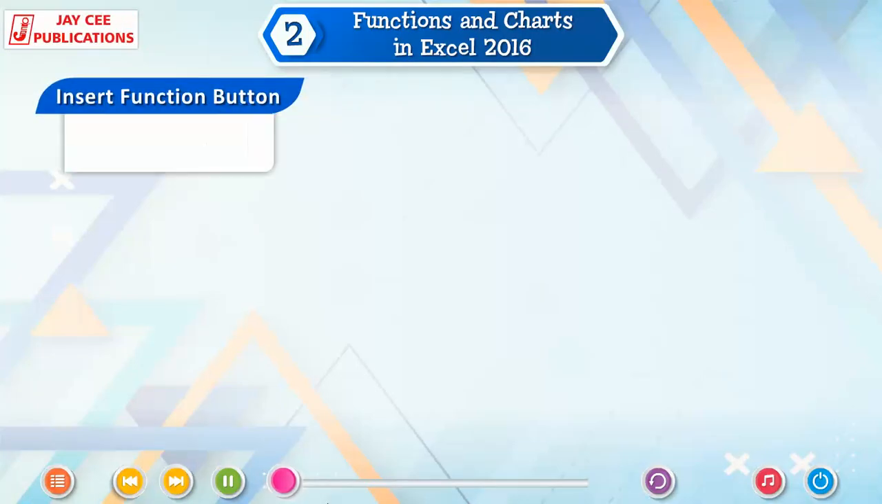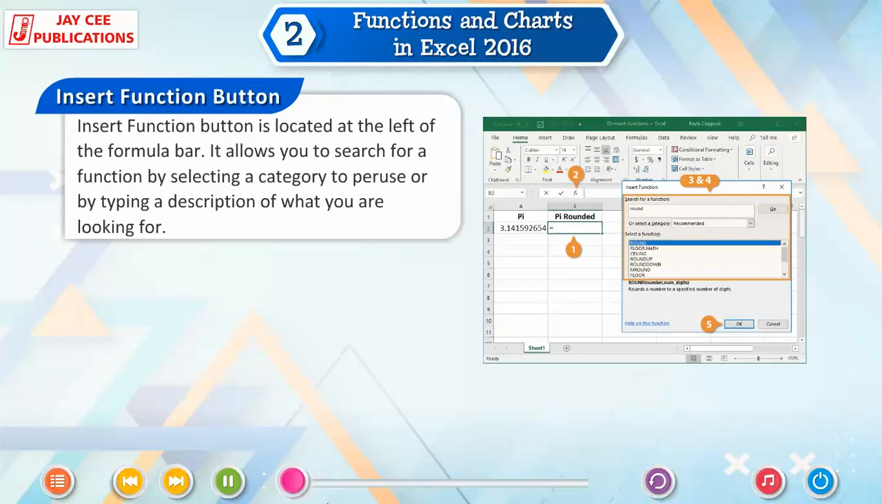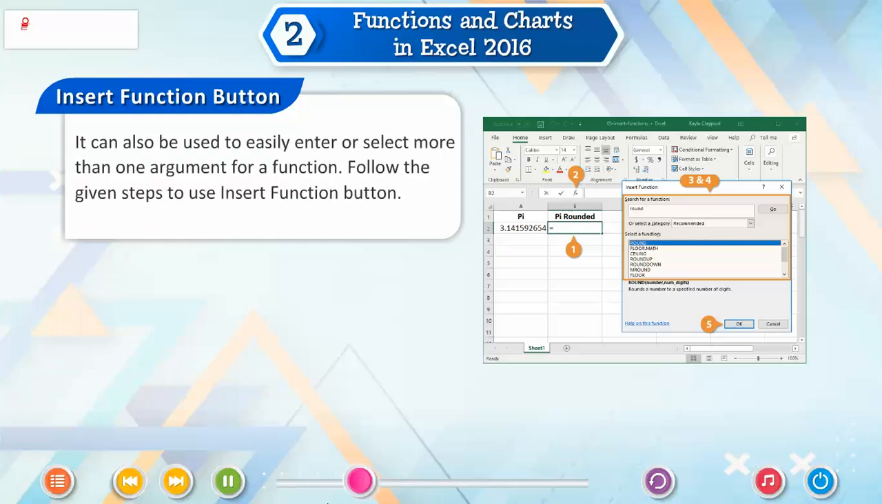Insert Function button. The Insert Function button is located at the left of the formula bar. It allows you to search for a function by selecting a category to peruse or by typing a description of what you are looking for. It can also be used to easily enter or select more than one argument for a function.